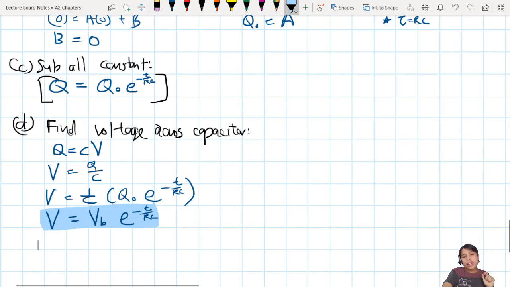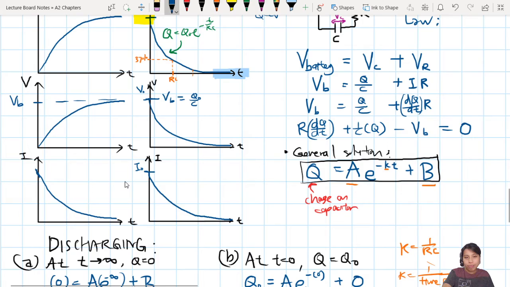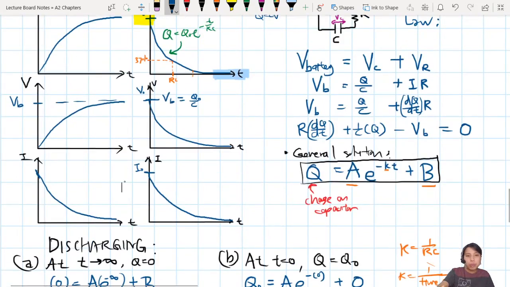If you are wondering why it is the voltage of the battery, when your capacitor is fully charged, remember, you will reach the battery voltage. So you start off with the battery voltage and then you decrease down to 0. That's why VB here is Q naught over C. Okay, last one. We found voltage, also an exponential decay, so you can also write this: V equals V naught or VB E negative T over RC. That is this one.